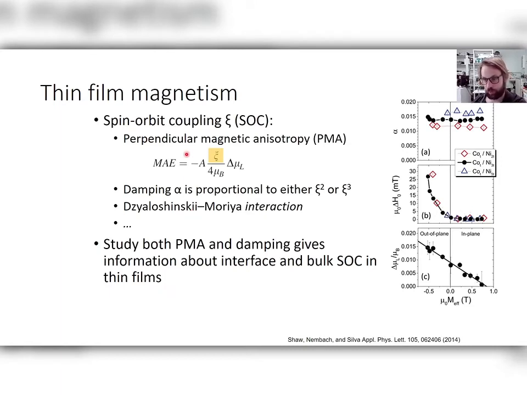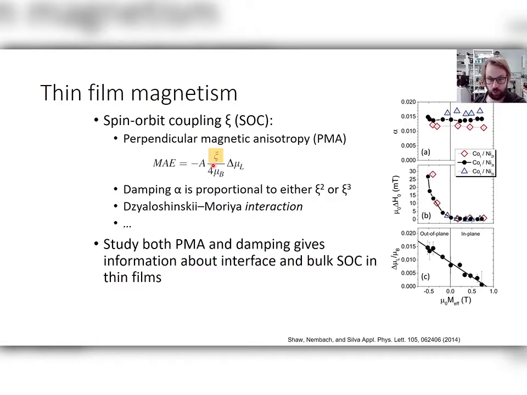One of the most important parameters which governs a lot of phenomena in thin film magnets is spin orbit coupling. For example, this Bruno formula shows that magnetic anisotropy energy is proportional to the spin orbit coupling. Damping was shown to be proportional to either the cubic or the square of spin orbit coupling. Also, other effects like the Dzyaloshinskii-Moriya interaction are also a function of spin orbit coupling.